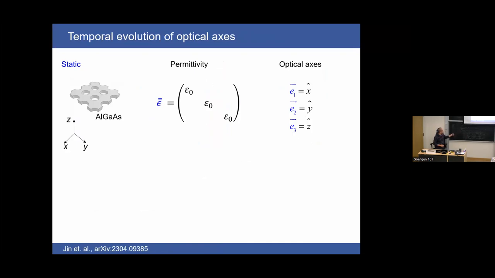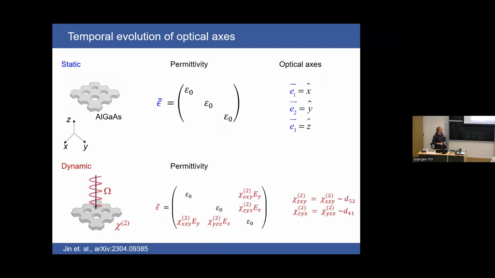If you look at the linear permittivity, this is an isotropic medium, so it's basically some epsilon zero times the identity matrix. If you look at the optical axes, you can say these are just x hat, y hat, z hat. Now let's turn on the driving field. If the driving field comes from the normal direction, your x component of the drive will couple to d41 and modify these two terms in your permittivity tensor. Your y polarized drive will couple to d52 and change these two terms in your permittivity tensor. So now your permittivity tensor is going to be changing as a function of time. But where are the instantaneous optical axes? How does the optical axis evolve as a function of time? That's what we want to understand.